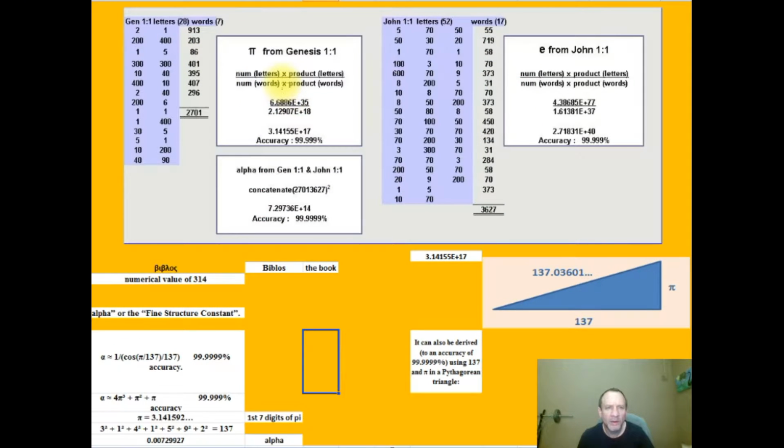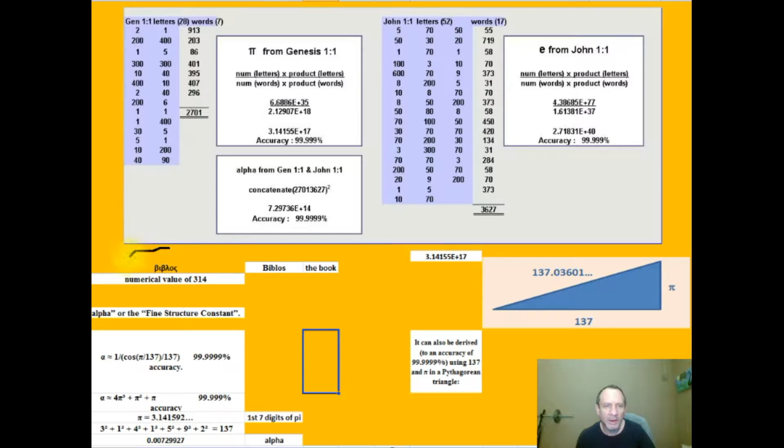The number of Hebrew letters, 28, times the product of those Hebrew letters, divided by the number of Hebrew words, 7, times the product of those Hebrew words, encodes pi in Genesis 1:1. And the E constant, which is the natural logarithm, which I use to compound interest and create log values on an XY axis. John 1:1 in Greek, the number of letters times the product of the letters divided by the number of words times the product of those words encodes the E constant, the natural logarithm.